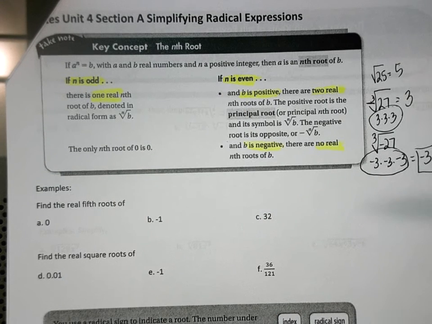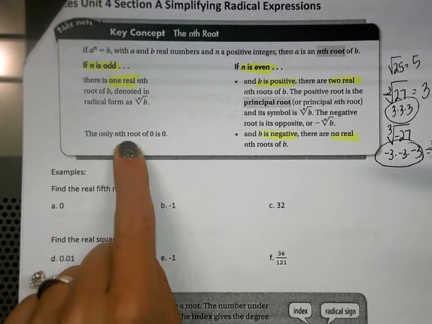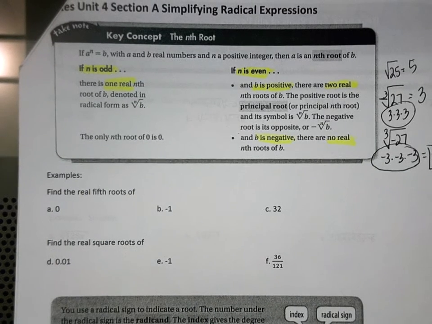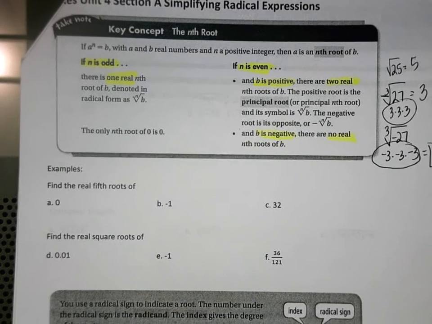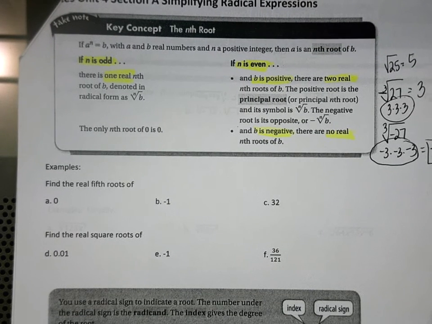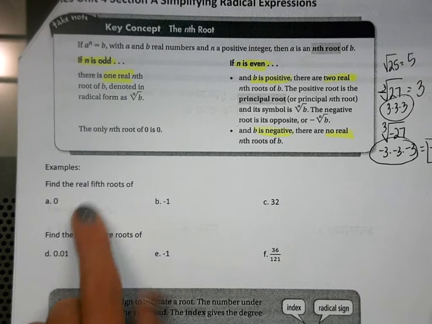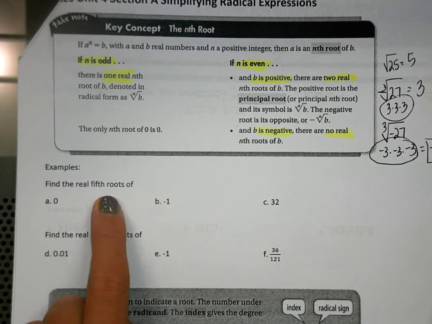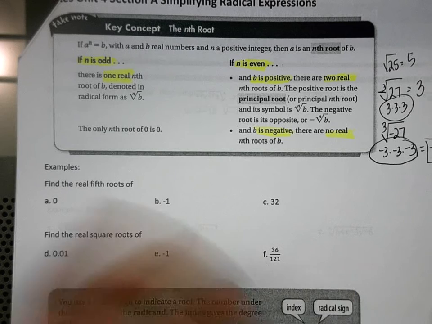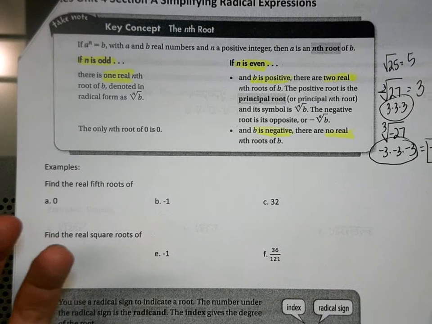Okay, so we'll go through here. The only nth root of 0 is 0. Anytime you're taking a root of 0, it's 0, because there's no positive or negative zero. So examples. It says find the real 5th root. Right now we're doing odd roots of these numbers, so the answer is just going to be positive or negative, correct?